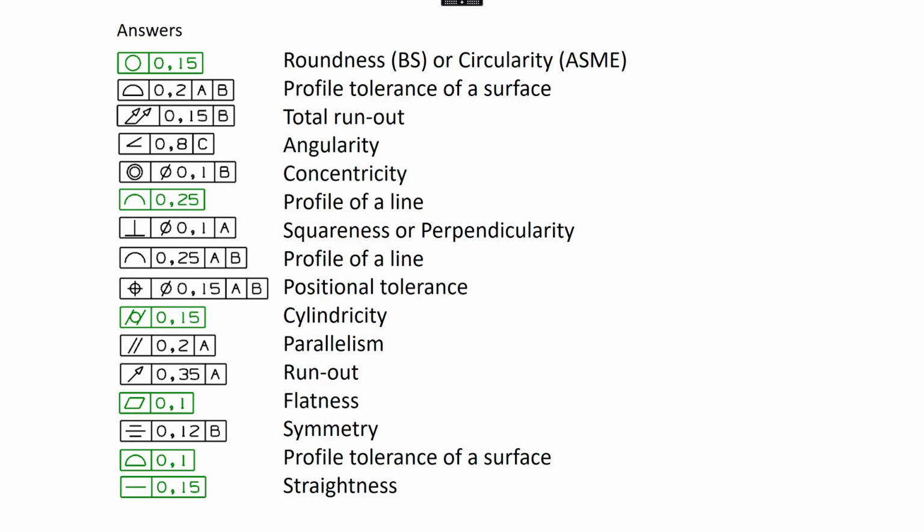So you wouldn't need to put a flatness of 0.2 on that same side because parallelism is doing that for you. If you wanted that side to be a lot flatter than 0.2, then you can add that symbol as well. But you don't need to add it as a general rule because the parallelism controls the flatness within that dimension that you're putting in there.